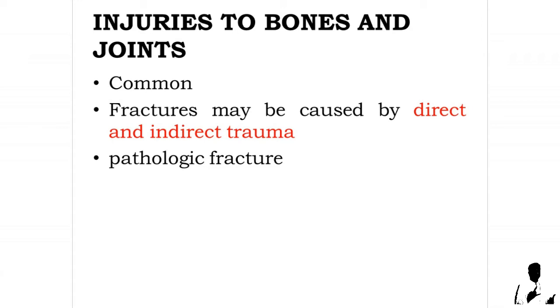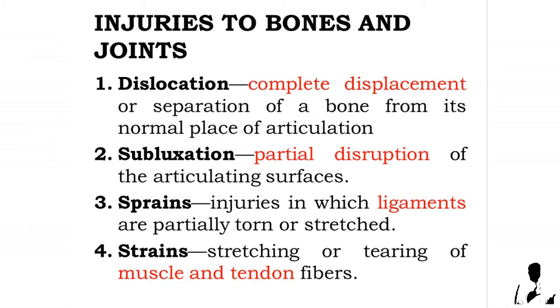A pathologic fracture is due to a weakness in the bone secondary to a disease process such as metastatic cancer. Other injuries include 1. Dislocation, a complete displacement or separation of a bone from its normal place of articulation. It may be associated with a tearing of the ligaments. The shoulder, elbow, fingers, hips, and ankles are the joints most frequently affected.